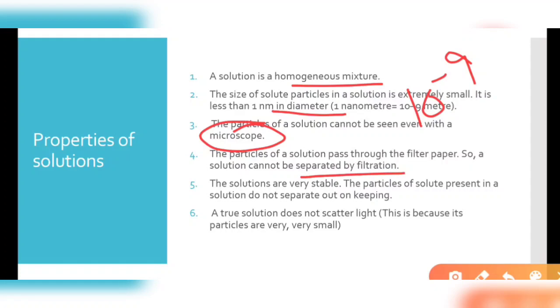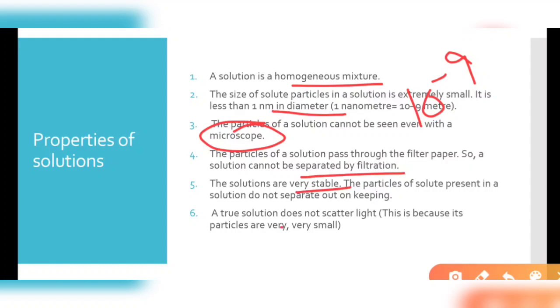The solution is very stable here. Stable means when we leave them undisturbed for some time, they will not separate out on keeping. Means we do not get some of the constituents of the mixture at the bottom of the container. They are mixed evenly throughout the mixture and they will not settle down. That's why we are not able to separate them with the help of the filtration process.